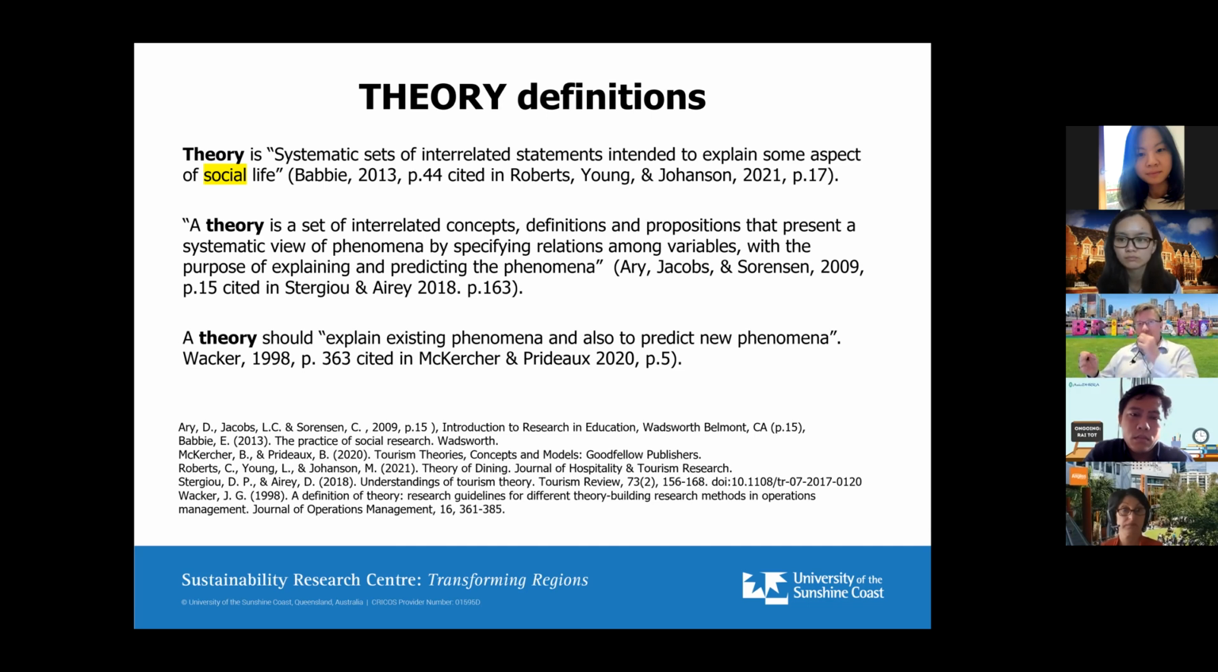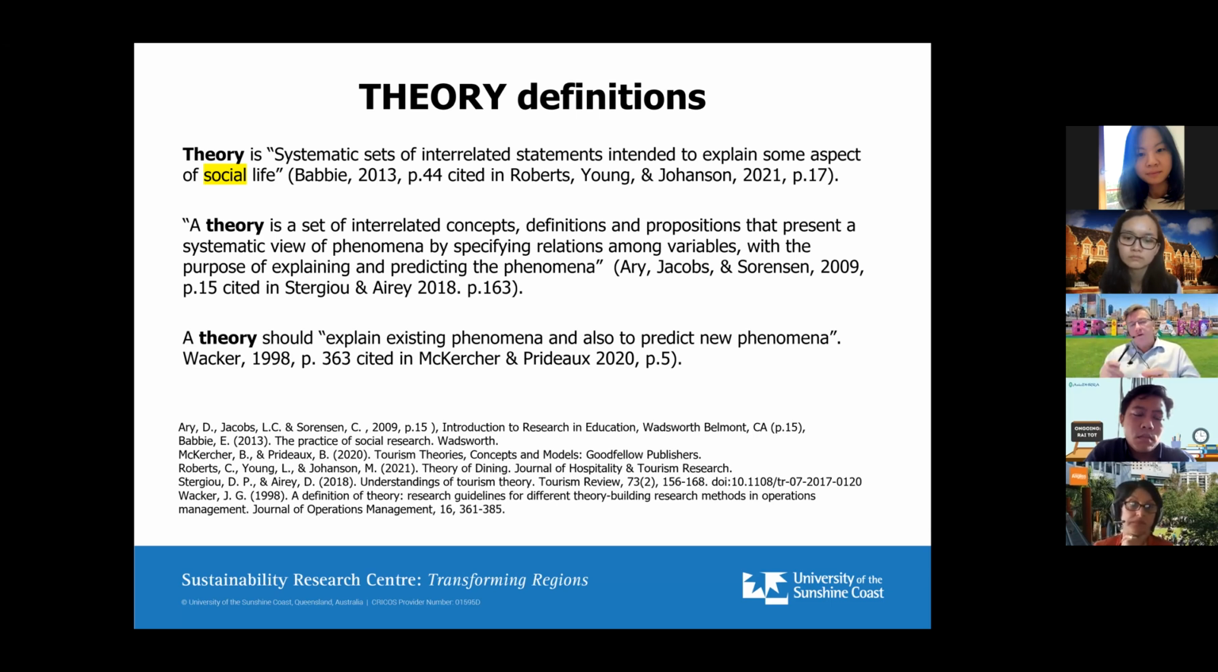Perhaps a less social and more general definition of theory is a set of interrelated concepts, definitions, and propositions that present a systematic view of phenomena by specifying relationships among variables with the purpose of explaining and predicting the phenomena. And so that's a much more general definition. It's not saying there's theory about social life. It's saying there is theory, and this is what it is.